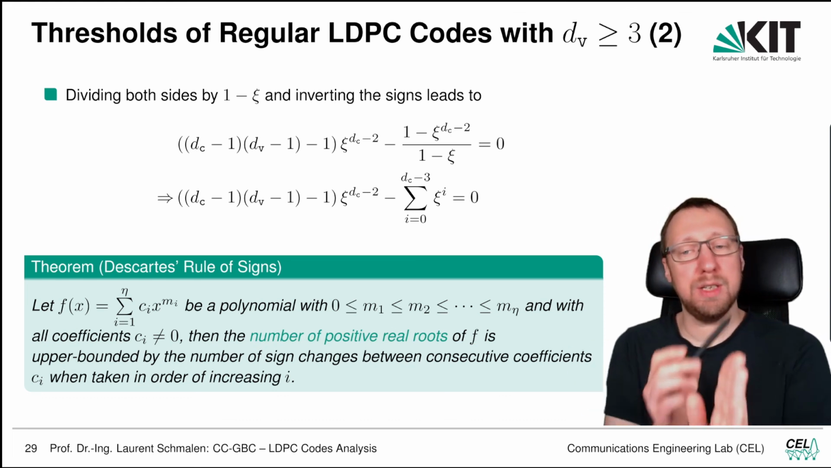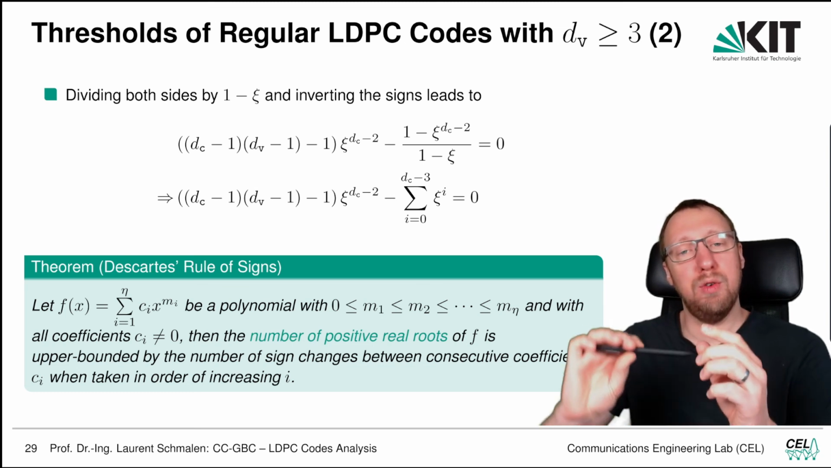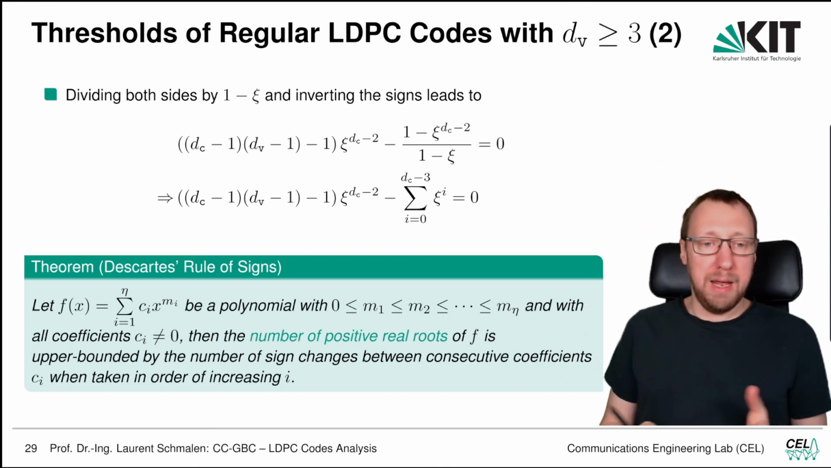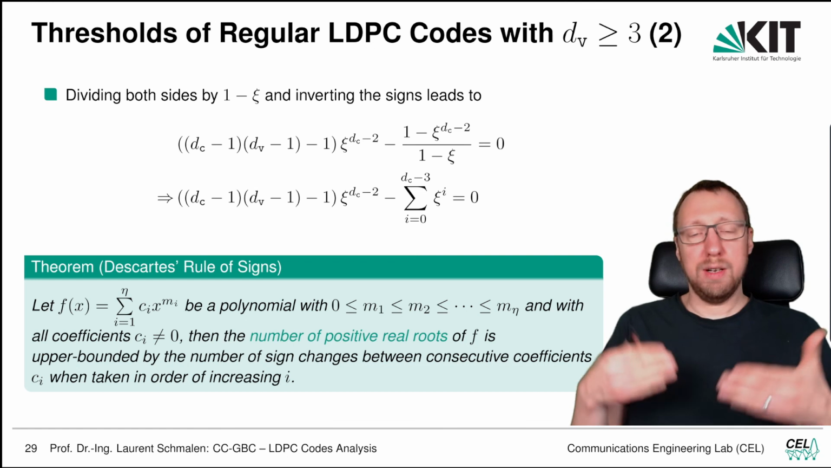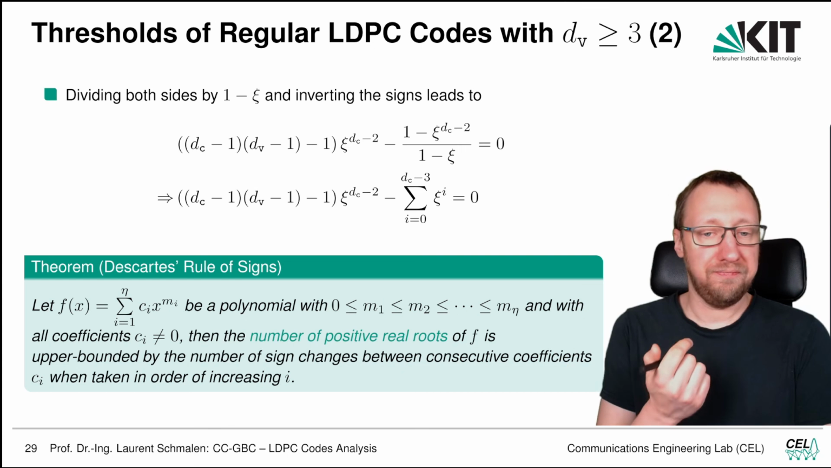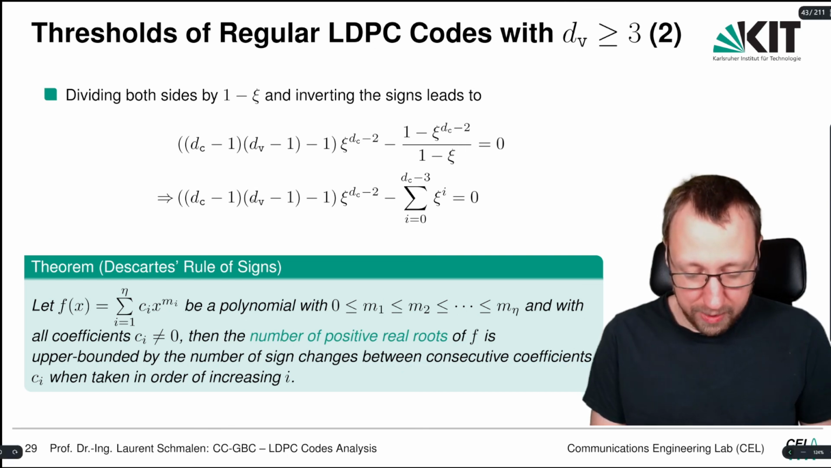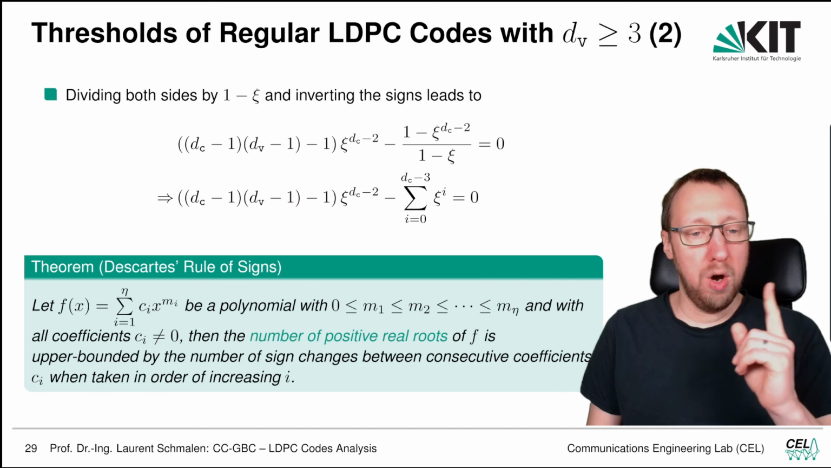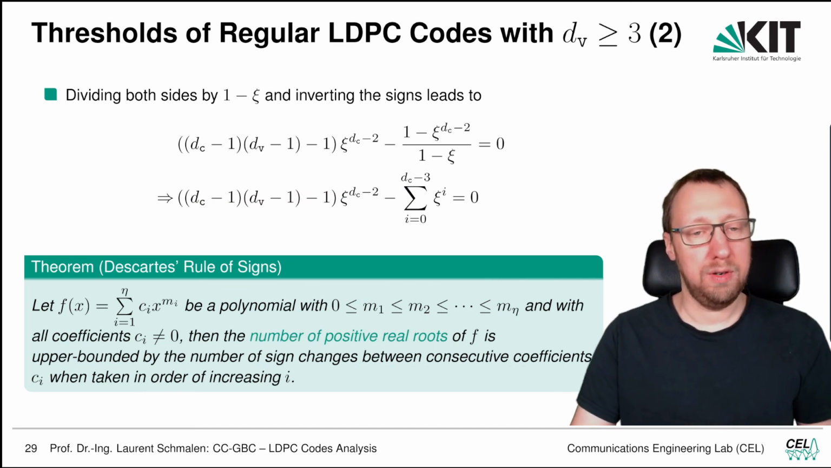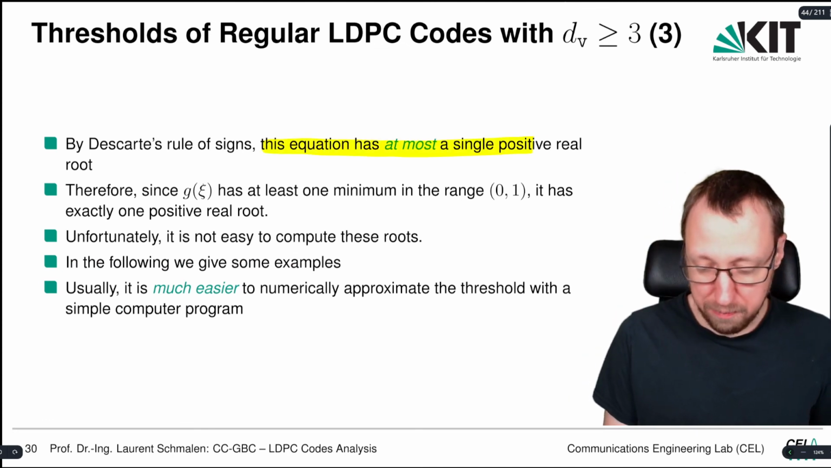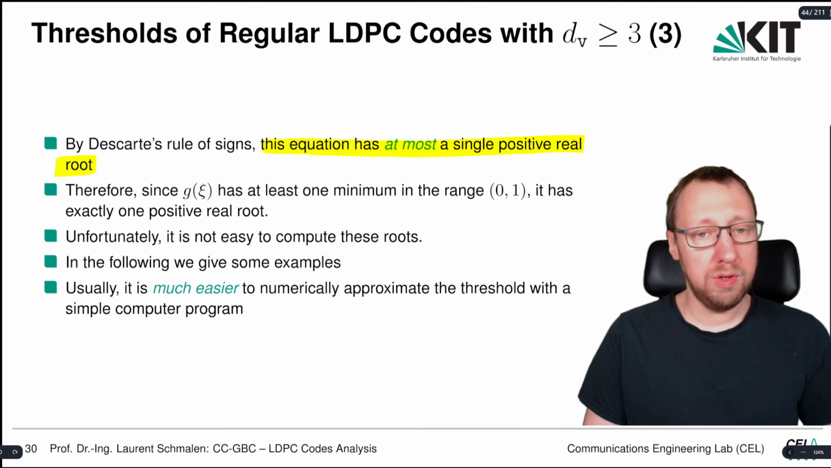So we look at the first coefficient, second coefficient, third coefficient, and we look at how often the sign changes. We accumulate all the sign changes, and this gives us an upper bound on the number of roots. So here we can see this is a positive sign, and these are negative signs. One sign change, we have at most one positive real root. So you can say the equation has at most a single positive real root.